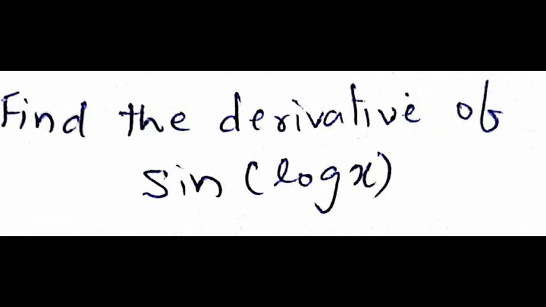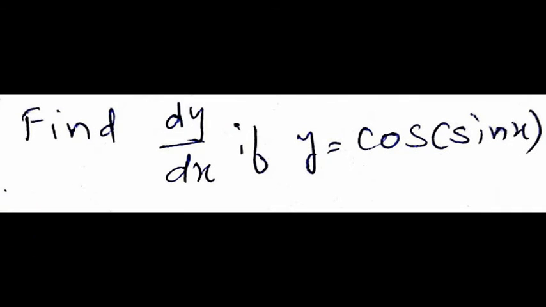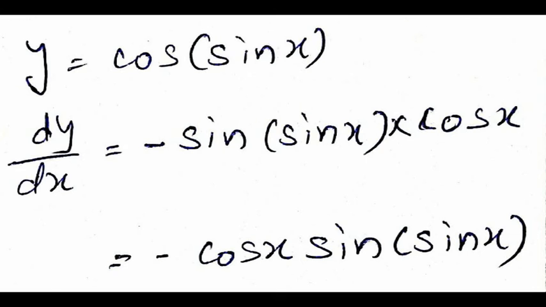Find the derivative of sin log x. Derivative of sin x is cos x and log x is 1 upon x, and therefore we get cos log x divided by x. Find the derivative of cos of sin x. Derivative of cos x is minus sin x, and derivative of sin x is cos x, and therefore we get minus cos x sin of sin x.